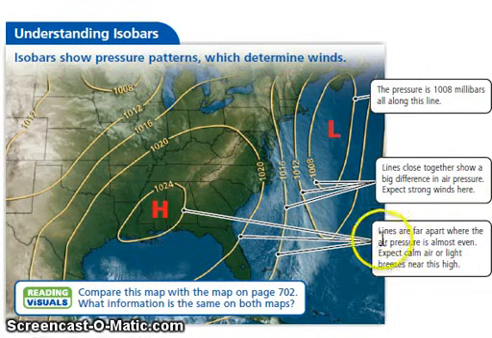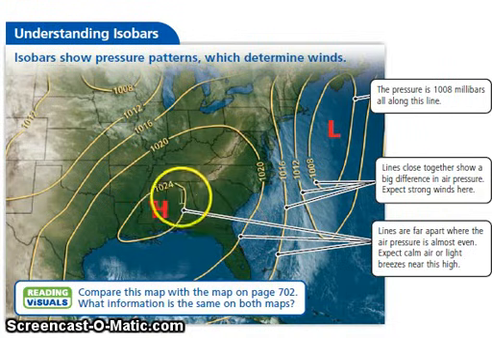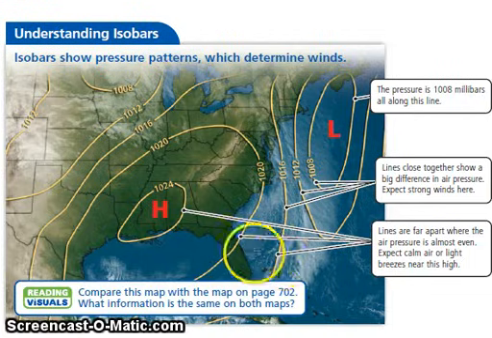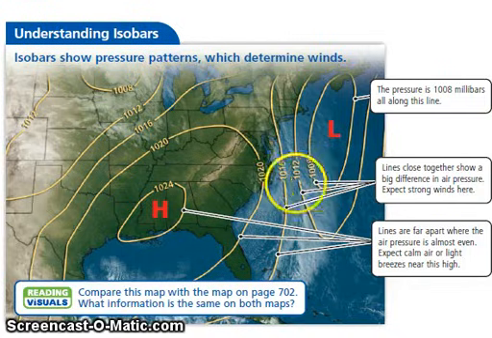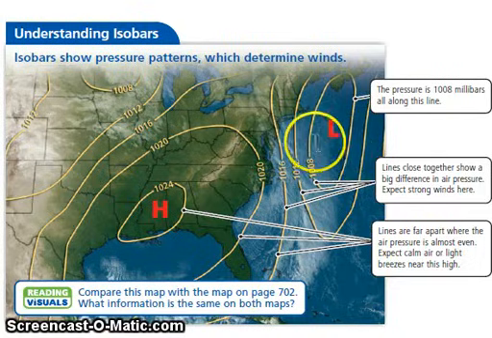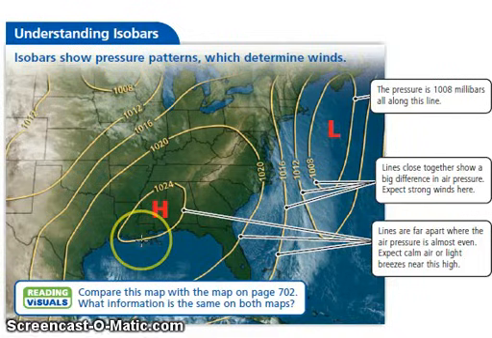And down here, it says the lines are far apart when the air pressure is almost even. Expect calm air or light breezes near this high. So you'll notice that there's a great difference between the 1024, the 1020, and then the 1016. There's a big gap in between these lines. So the farther these lines are spread out, the calmer the wind, the closer they are together, the stronger the wind. And generally you'll notice around a low pressure area that the winds are a little bit faster. Those isobars should be a little closer, whereas with the high pressure it's a little bit more spread out.